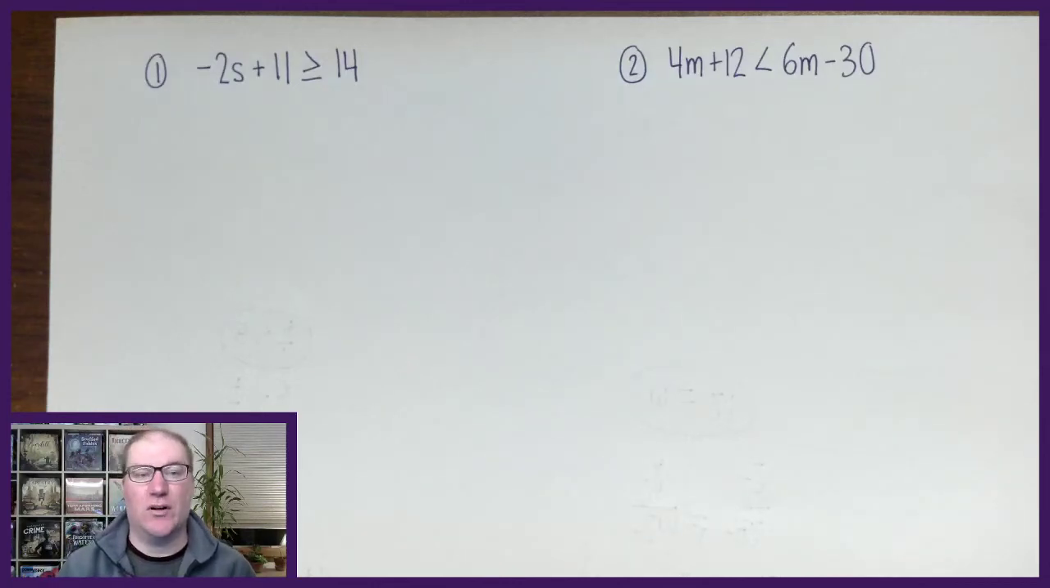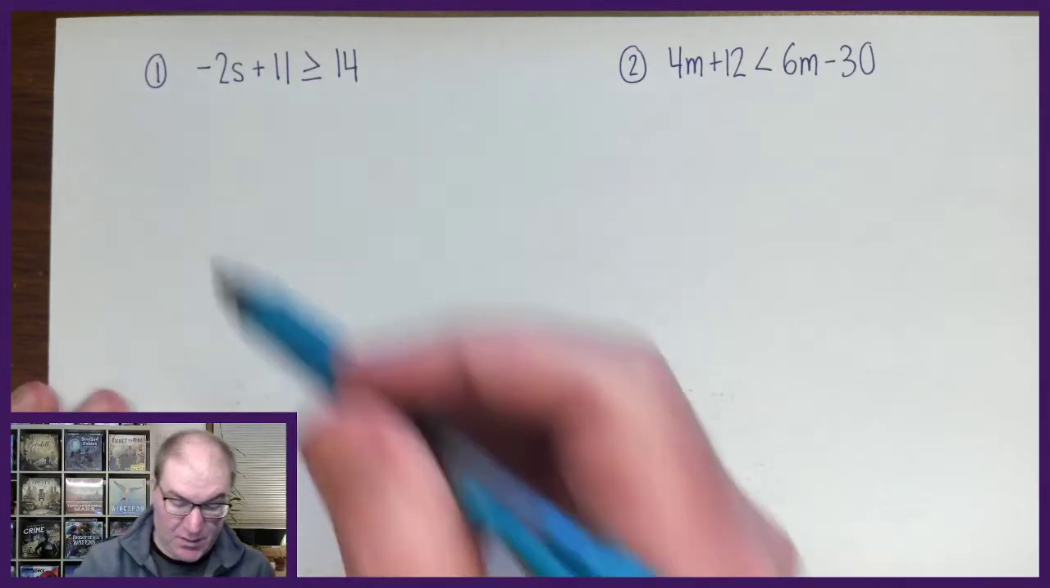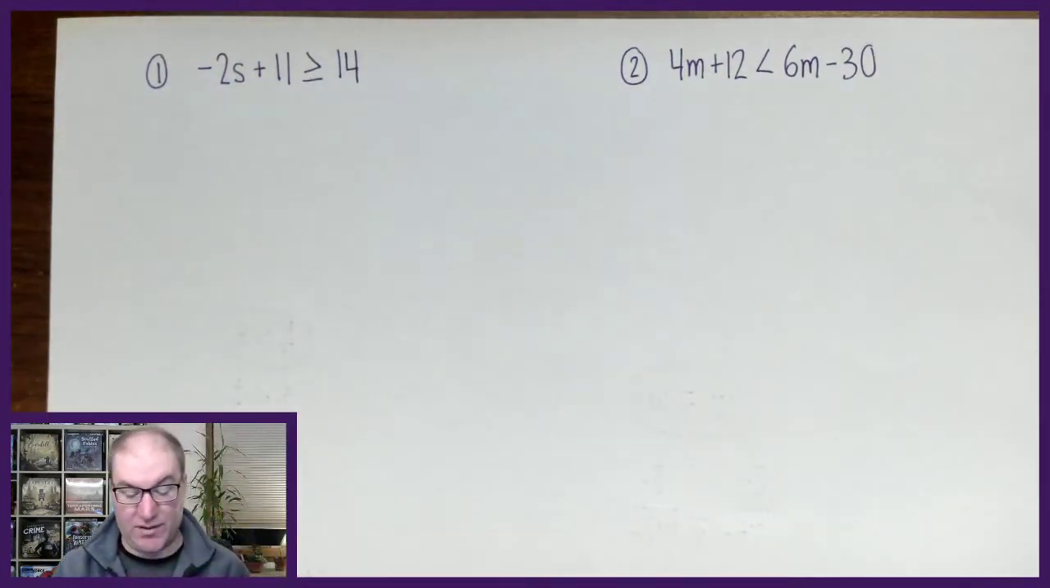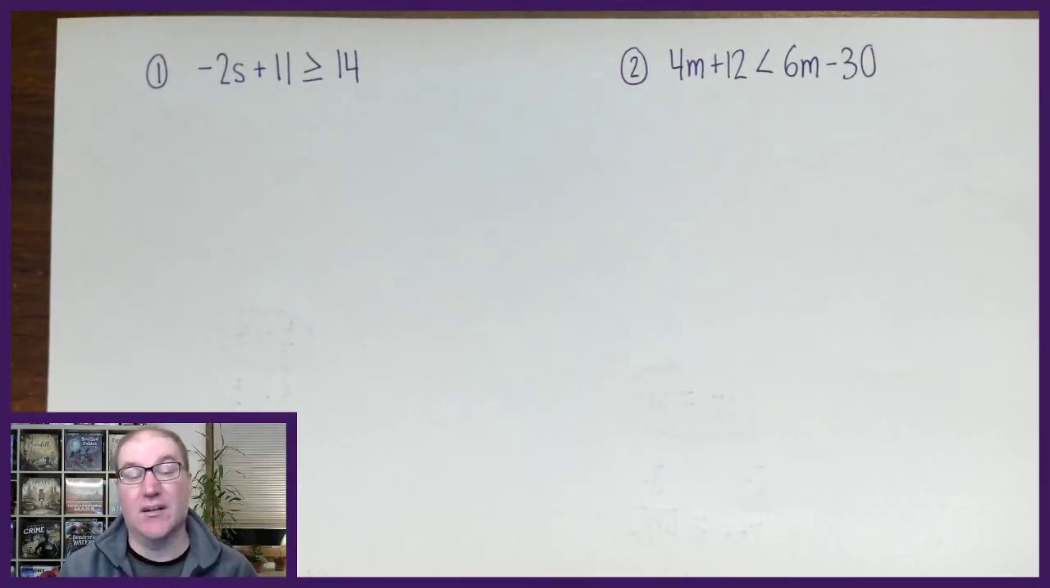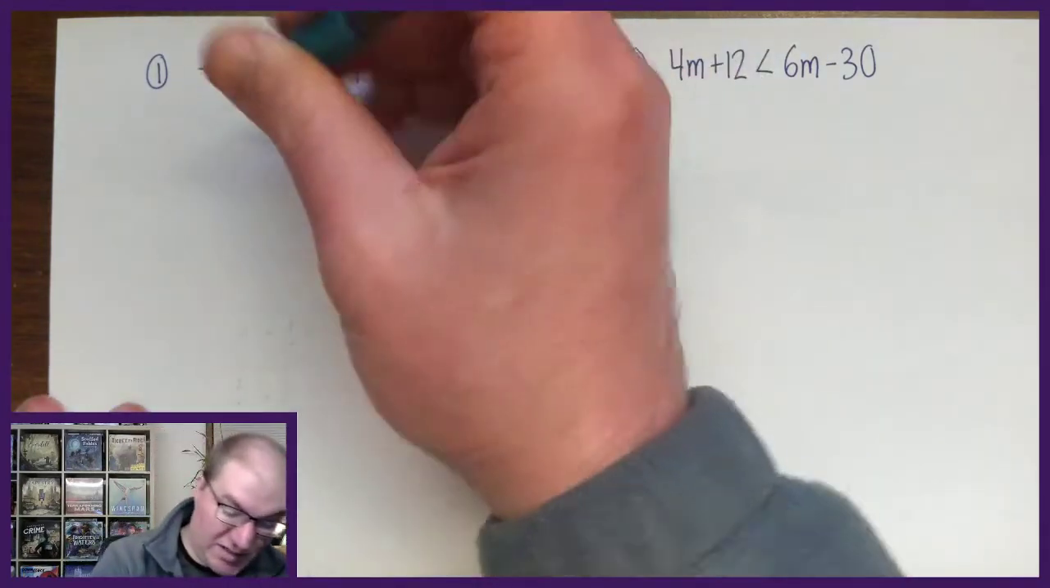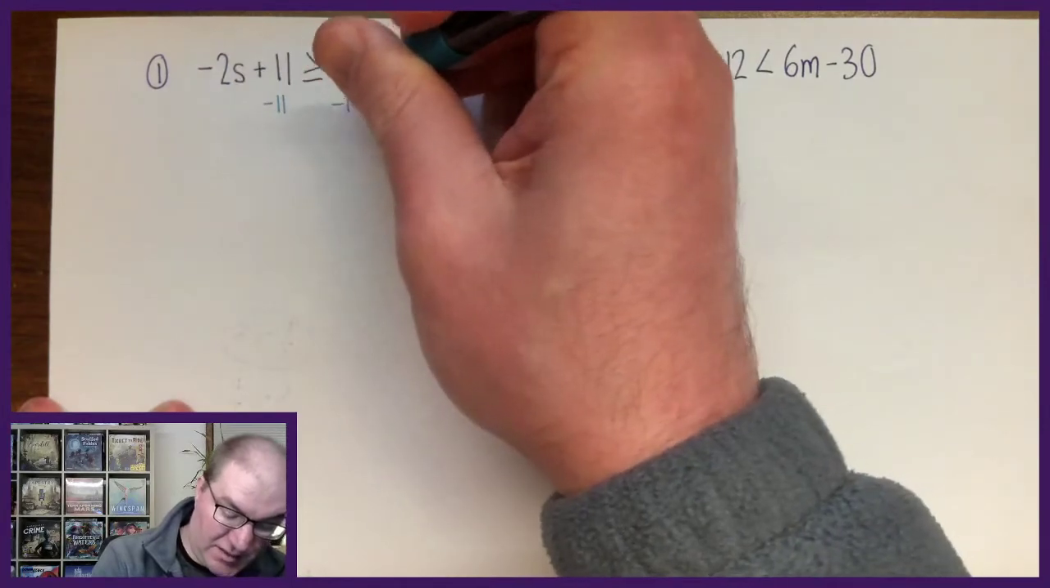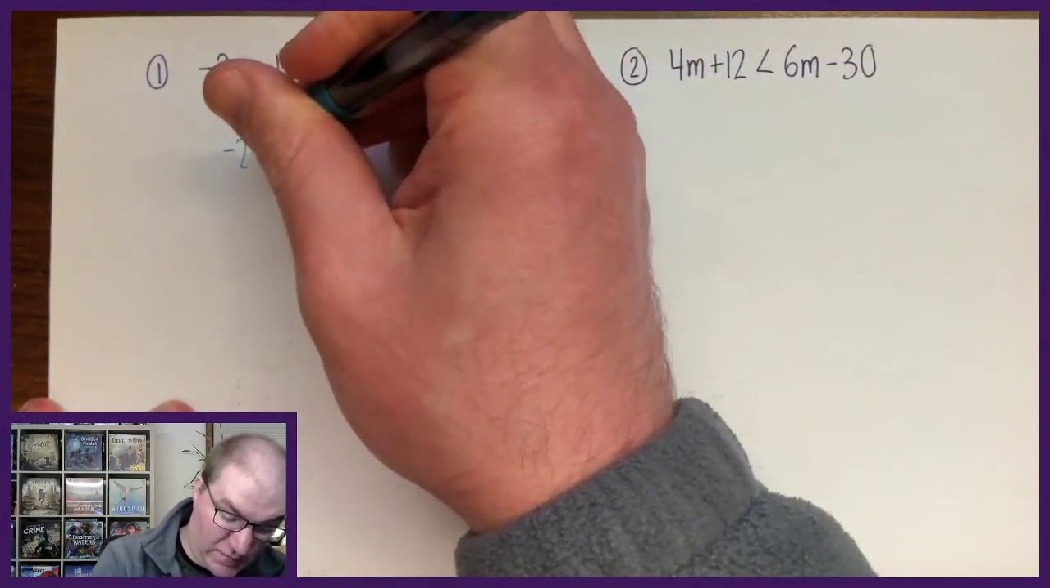In this video, we're going to look at how to solve linear inequalities. So let's look at this first example. It says negative 2s plus 11 is greater than or equal to 14. And they want us to solve this for s. So I'm going to do everything I would do to solve an equation. I would use inverse operations to get the s all by itself.